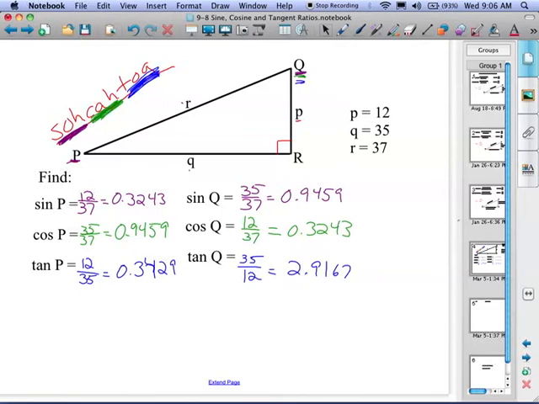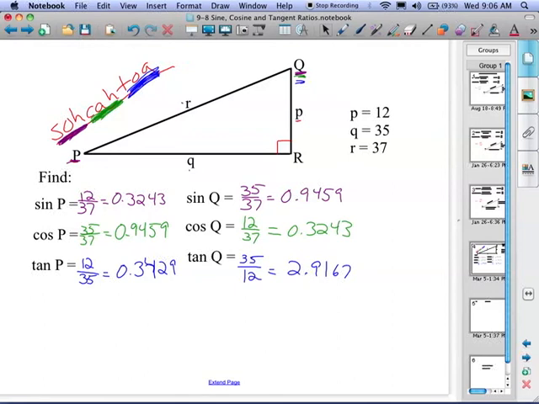If you take a moment and actually look at the sine of P, the cosine of P, the sine of Q, and the cosine of Q, you might notice something. They're related. The cosine of angle P is the same as the sine of angle Q, and the sine of angle P is the same as the cosine of angle Q. It works out that way because of the way the ratios and the way the sides are set up.